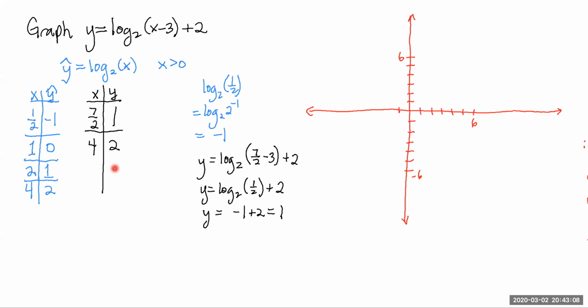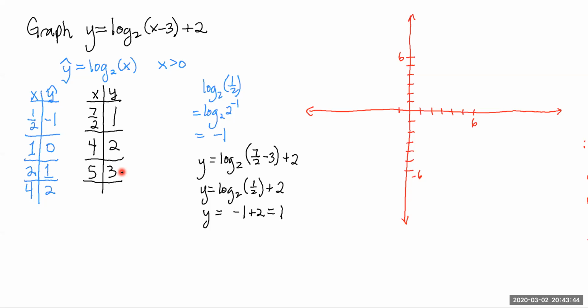Why don't we check one more? Add 3 units to this 2. What do we get? We get 5. And then add 2 units to this 1. We get 3. Once again, let's check it. Log base 2 of 5 minus 3. Well, that's just log base 2 of 2, which is 1. 1 plus 2, you get 3. Whoa, that is so cool. I think we're ready to graph.